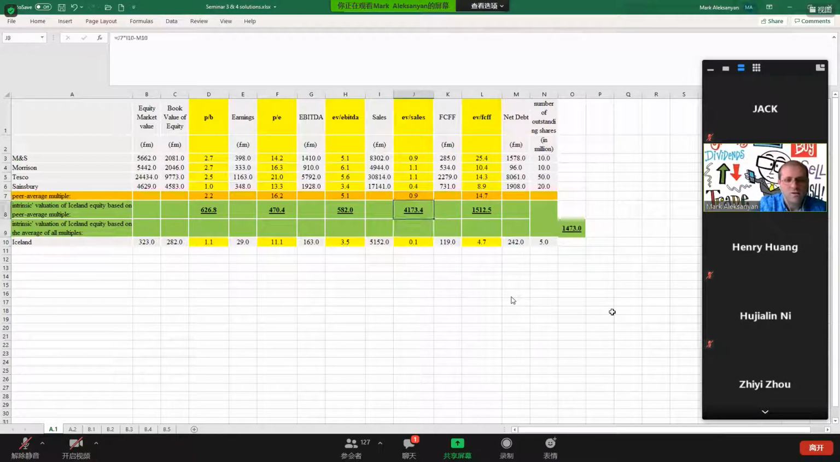Ah, so the valuation is completely different now. Let me quickly check whether this is correct. So J7, which is the average peer multiple, times our company's sales, which is I10, which is correct, minus our company's net debt, which is cell M10. Okay, guys. So you see, indeed, the valuation now changes massively.